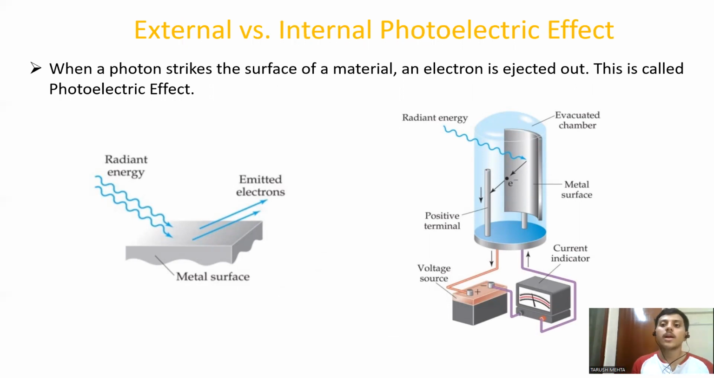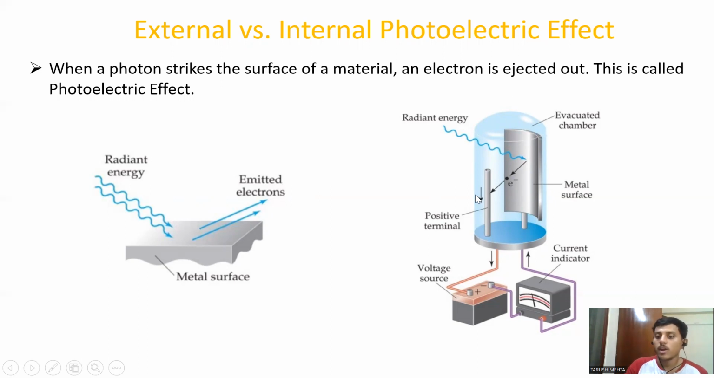Now coming to another important phenomenon, which is called the photoelectric effect. Whenever a photon strikes the surface of a material, an electron is ejected out, and this is called the photoelectric effect. For example, if we see here, the photons are striking the metal surface, and if the energy of the photons is more than the band gap of this metal, or more than the work function of the metal, then electrons are ejected out of this metal. And these electrons may also gain some kinetic energy.